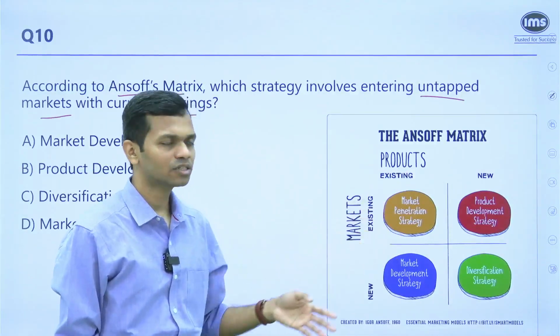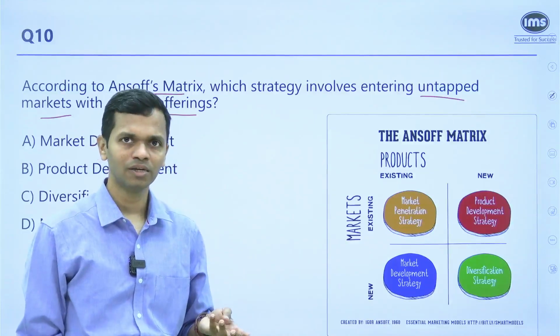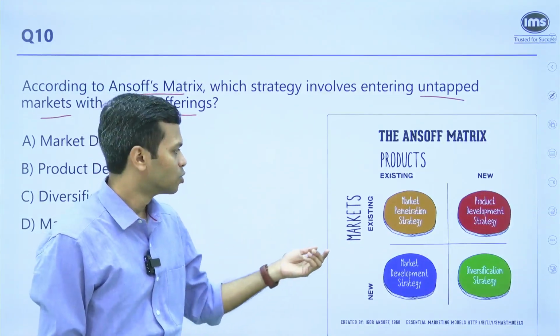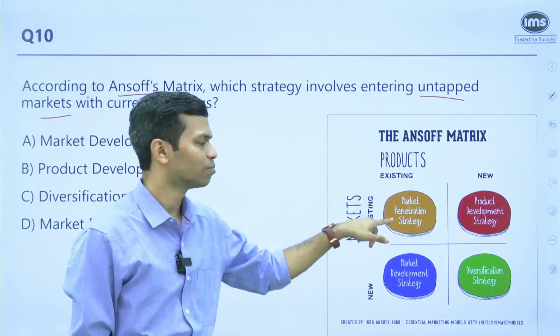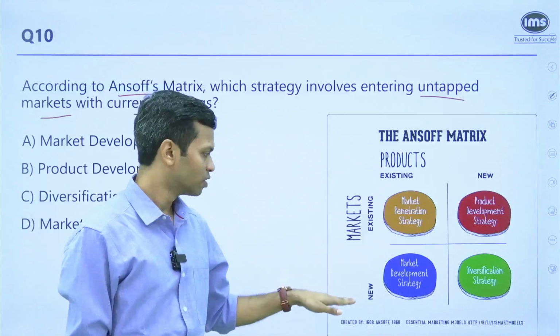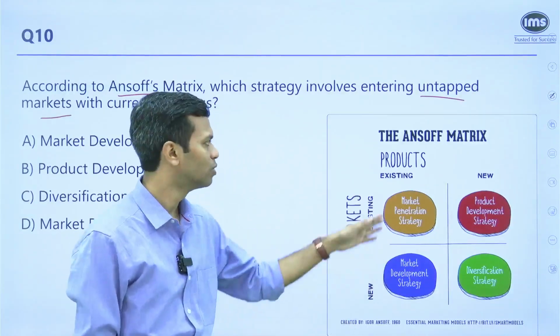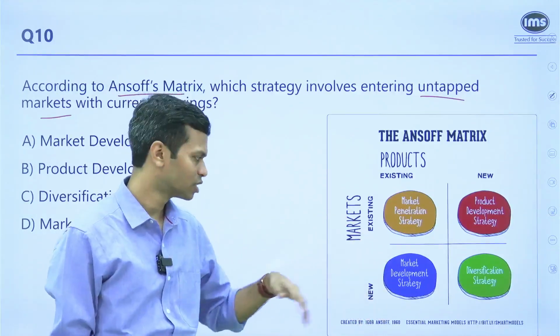So the intersection creates a 2 by 2 matrix, and in this 2 by 2 you have four things, each of them talking about what strategy you are following. If I say there is an existing market and an existing product, what you are doing is a market penetration strategy. Versus if you have a new market, which is this part of the 2 by 2, and an existing product, you have something called market development strategy. So you're essentially developing the market.